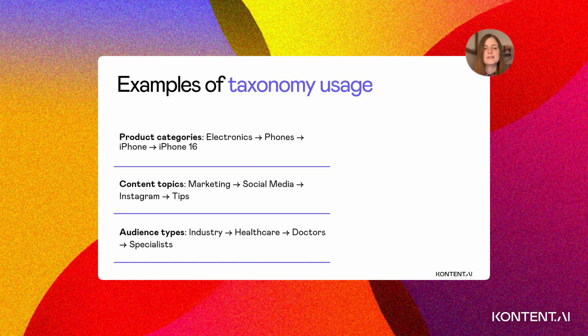Content topics, this is a big one for me working in marketing. So marketing, social media content, Instagram, and then tips for Instagram. And lastly, audience types. This is also important if you want to make sure you're serving and recommending the right content for the right people. So industry, healthcare, doctors, specialists. This is just inspiration to get you started thinking about the possibilities of taxonomy. There's no rigid approach, this is how you must use it. It's really just a new way to think about building relationships between what's existing in your content management system.